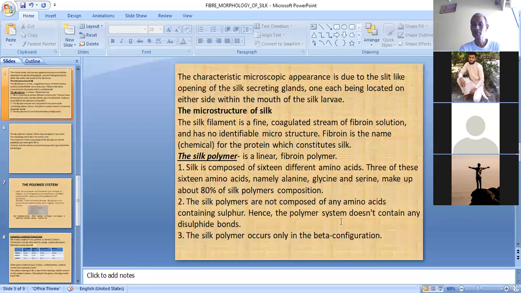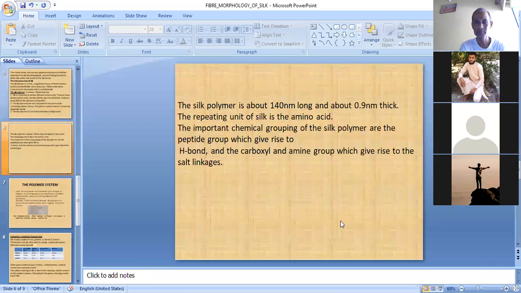Clear? And the third one is silk polymer occurs only in the beta configuration. The polymer structure is in the form of beta configuration. And what is beta configuration, that I will take in coming slides. The silk polymer is about 140 nanometer long and about 0.9 nanometer thick. The repeating unit of silk is the amino acid. Same as wool. Wool and silk both are amide fibers, polyamide fibers. So amino acid is the repeating unit. Name of the monomer is amino acid.